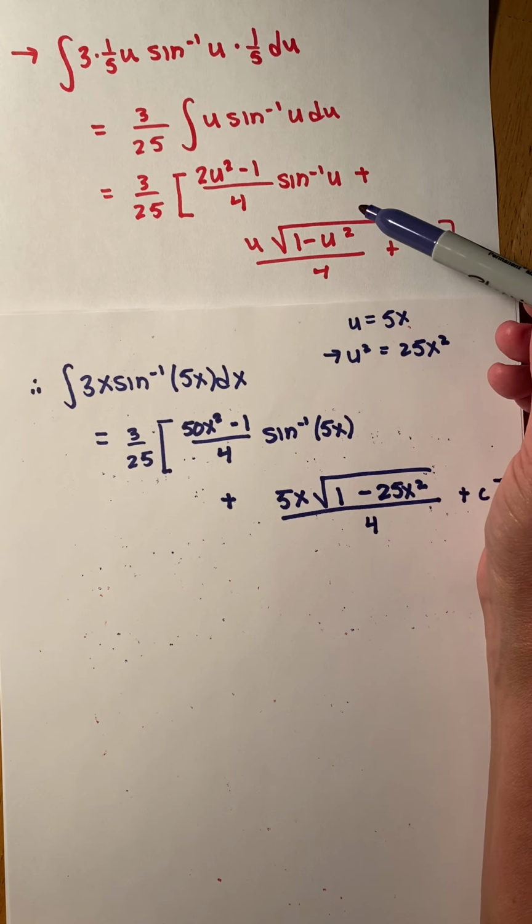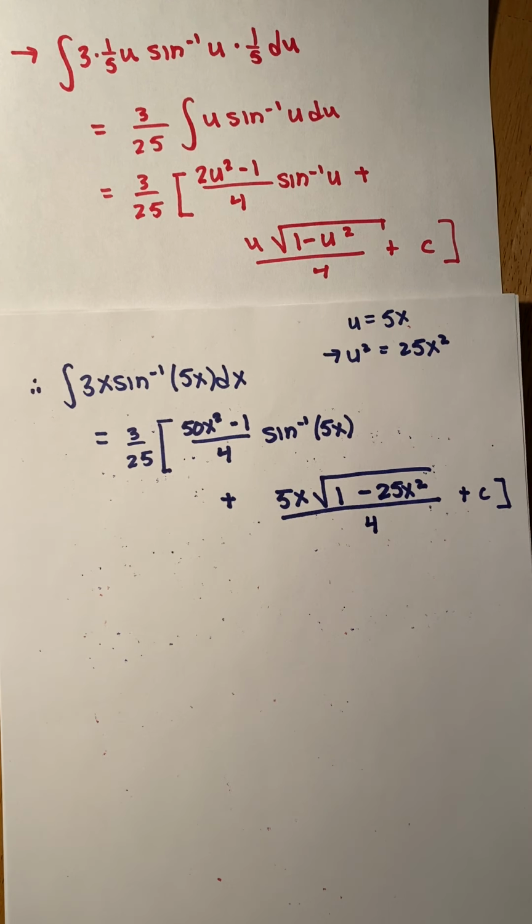Hold on, let me just double check this. Make sure that I didn't lose a parenthesis somewhere after all this. This was number 92, u squared minus 1 all over 4 times the inverse sine. Nope, that looks good.